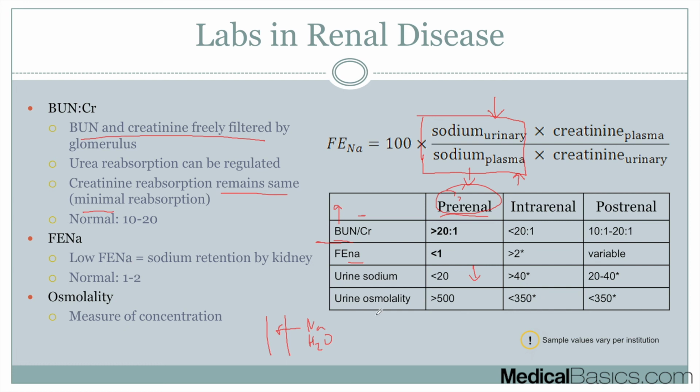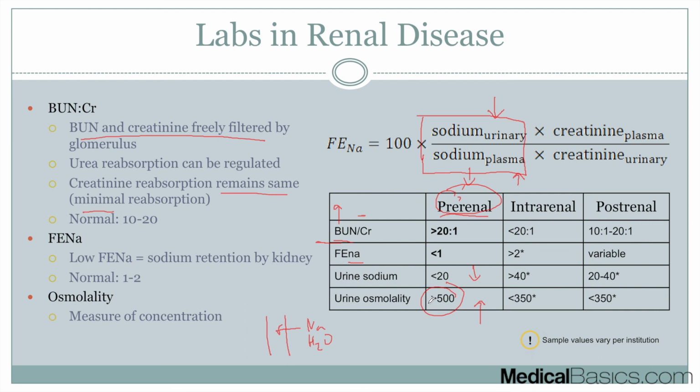And finally, the urine osmolality. When we want to hold on to all of our sodium and all of our water, water is going to follow in this prerenal state because we're dehydrated. We want to hold on to all the water. So in that scenario, our urine osmolality is going to be high. Because where the water goes, everything else is going to be more concentrated. If the water goes back into the plasma, everything else, which is the urine, becomes more concentrated. That's why the urine osmolality is going to be much higher.